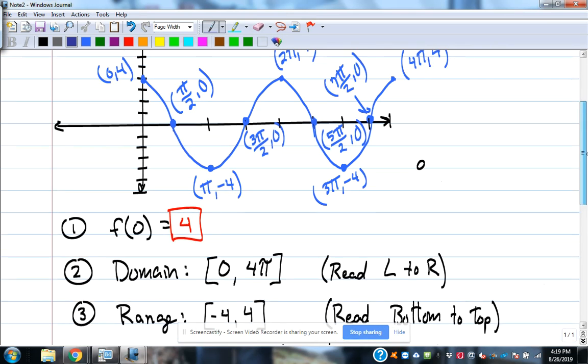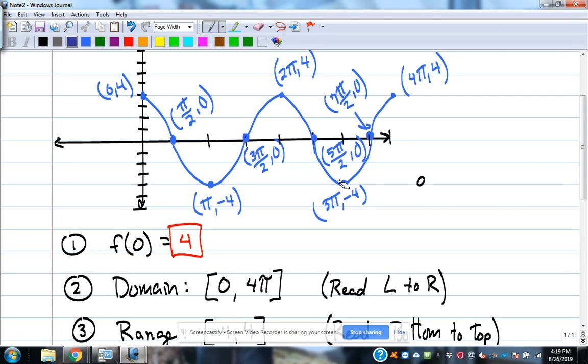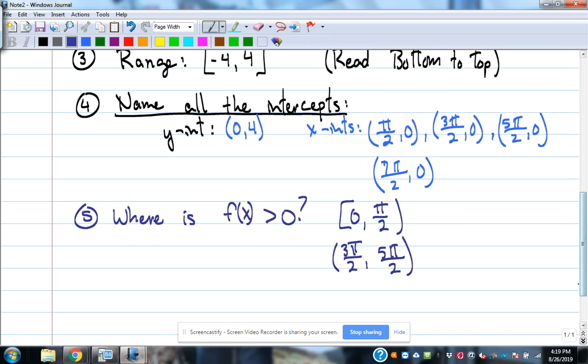There's some more spots. Right here, it again dips below the x-axis, so these are negative values. And right here at 7 pi over 2, it turns into 0 and goes positive again all the way to 4 pi. So there we would have from 7 pi over 2 to 4 pi, and we put a bracket on the 4 pi because it ends right there. It stops. So those intervals there are the intervals for which the graph is positive or greater than 0.